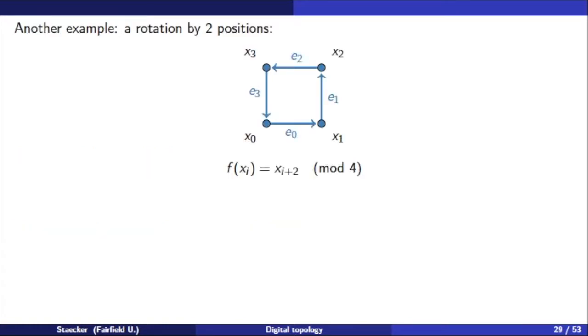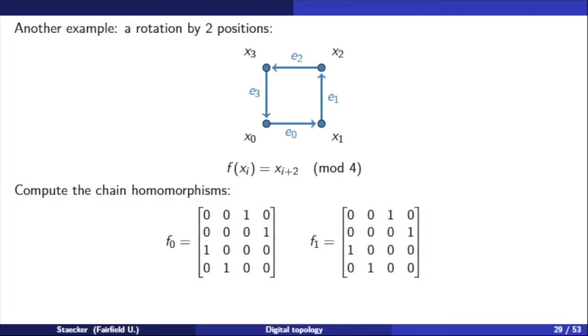Here's another example, same set, but this time I'm going to do a rotation by 2 positions. So f of xi equals xi plus 2, where you read mod 4 in the index. So x0 goes to x2, x1 goes to x3, and so on. Rotation by 2 positions, all right? Again, it's not difficult. We can compute these matrices. You just have to think about where all the points go and where all the edges go. The matrices look like this. You can find the Lefschetz number by adding the traces. You get 0 both times.